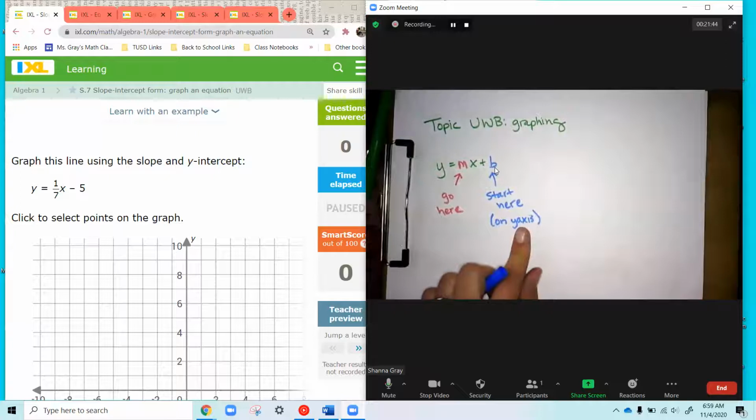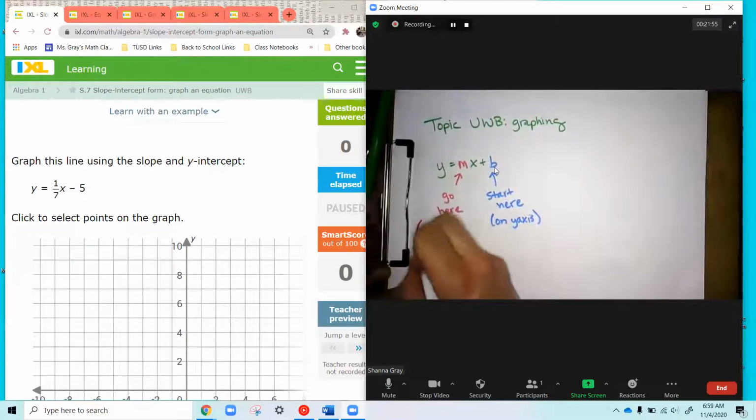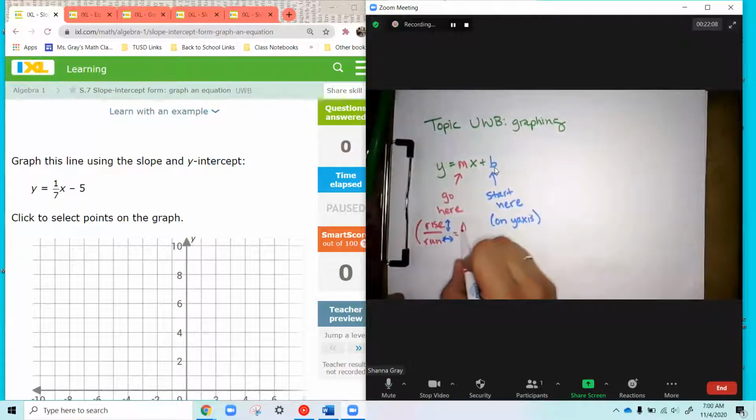Don't forget that, because of all the mistakes students make, a lot of kids will put it on the x-axis instead, accidentally. And then this tells you where to go. That's based on the idea that slope is rise over run, right? Which would tell you how much to go up and down versus how much to go side to side. We've talked about that as the change in y over the change in x. But it basically creates a staircase to find the next point.